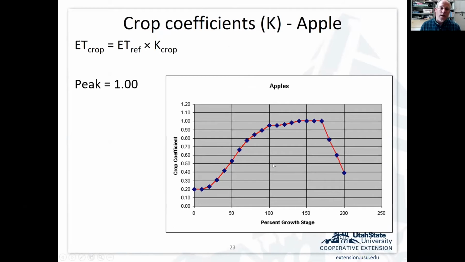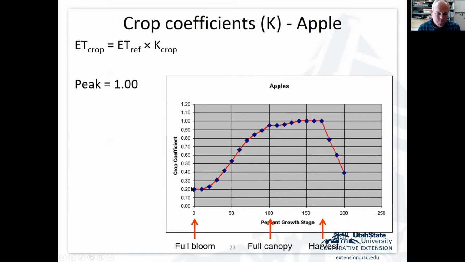And this is what the crop coefficients look like for apples over the course of a season. And so each of these points, this 0 point on the season is when the apples are in full bloom. And then full canopy is at 100. And then harvest is out here about 160, 170. And then this is post-harvest into the fall.